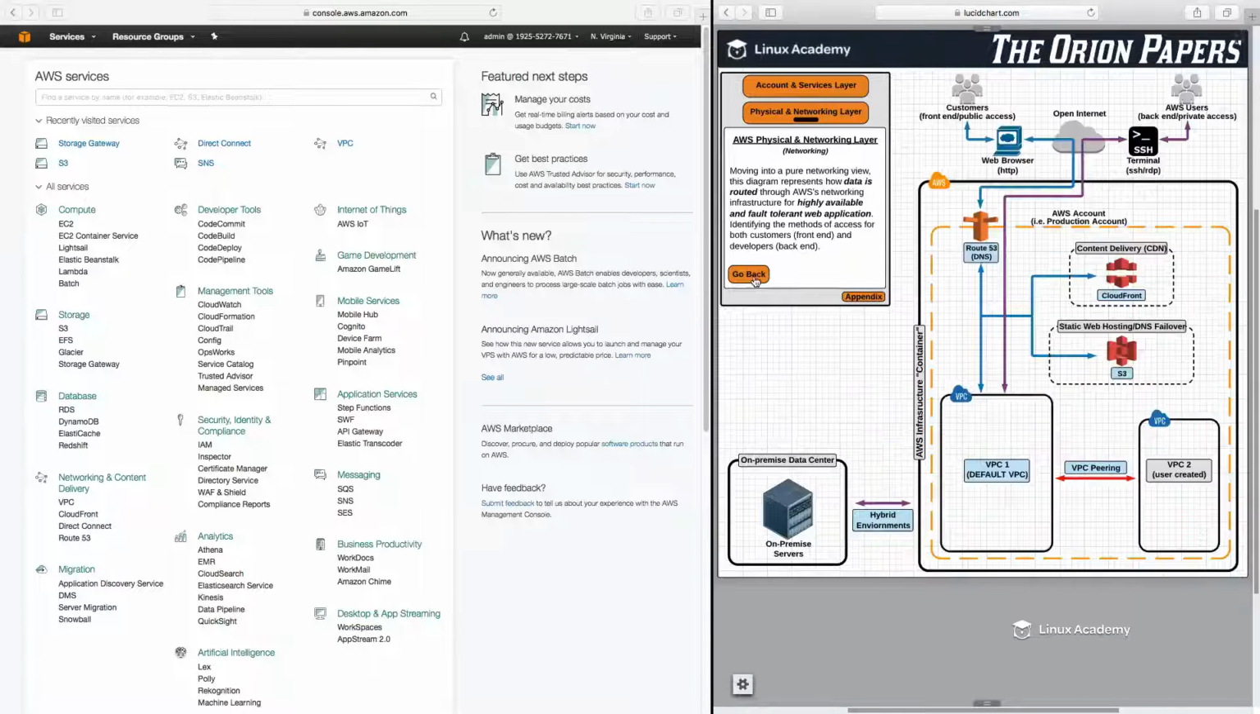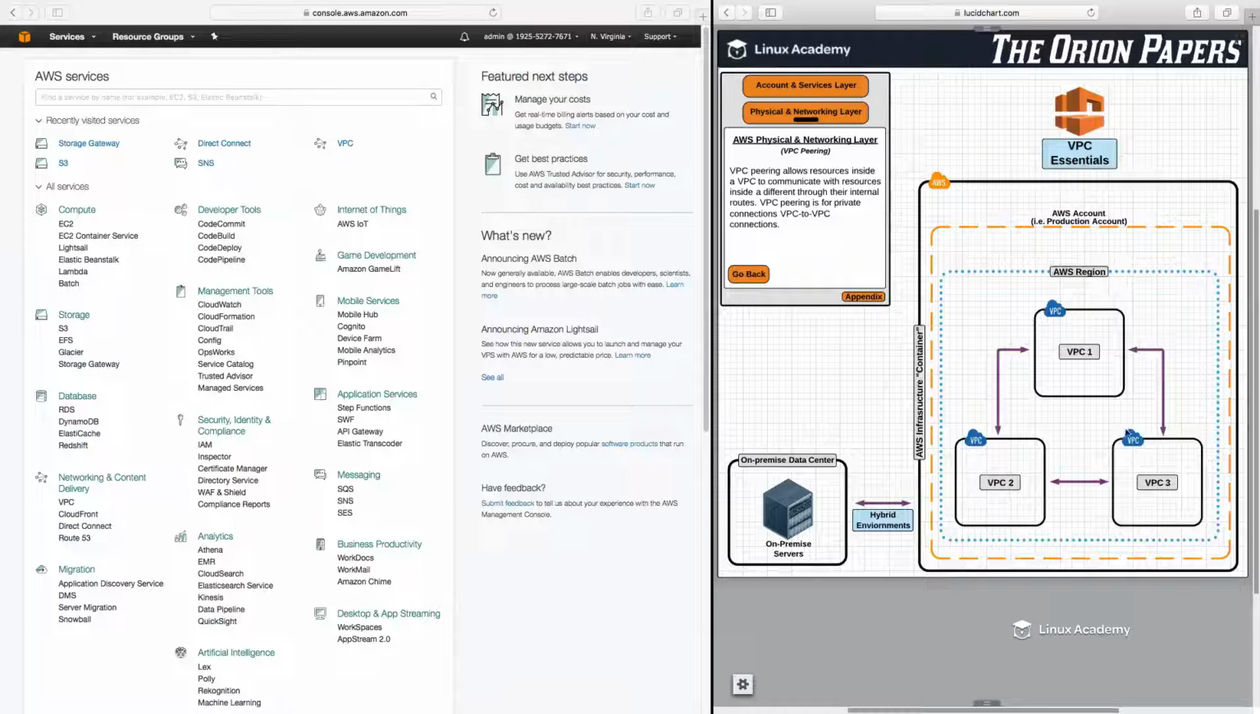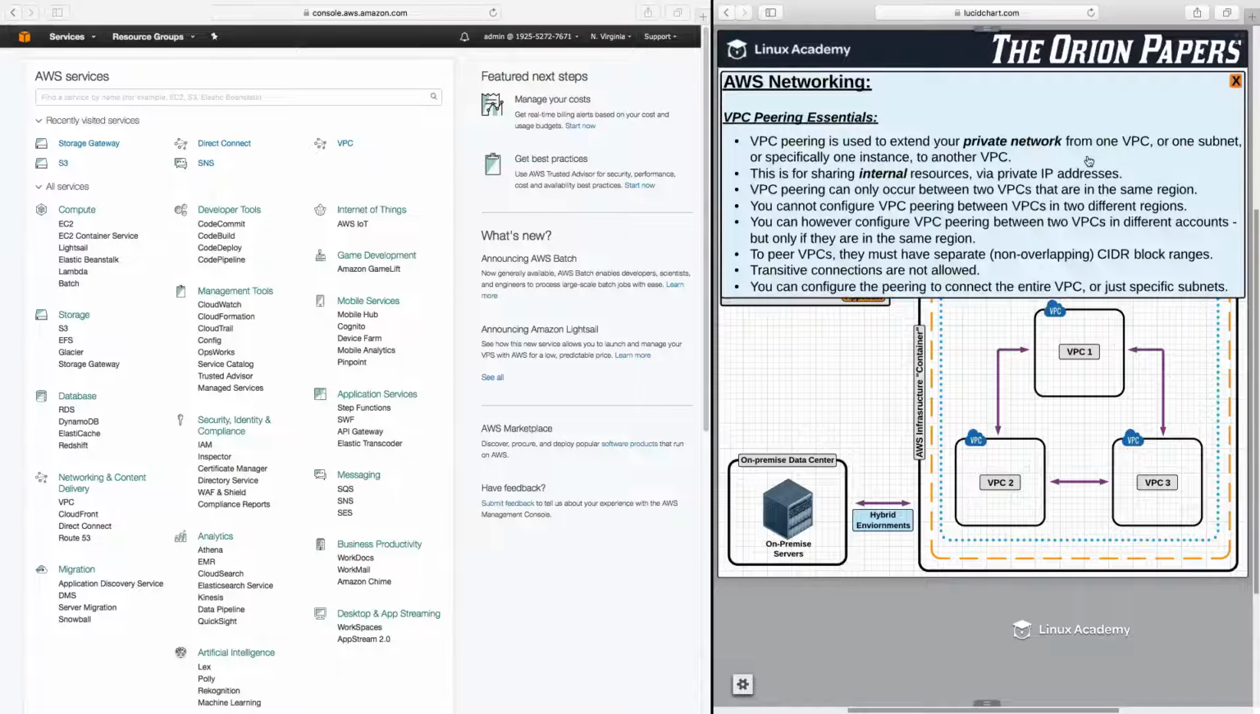So for that, let's go back and then click here on VPC peering. And what we're going to look into is connecting one VPC to a second VPC. So let's take a look up here at VPC Essentials and understand what we're talking about. So VPC peering is used to extend your private network from one VPC or one subnet, or specifically one instance, to another VPC. So basically what we want to do is share resources in one particular VPC with resources in another VPC.